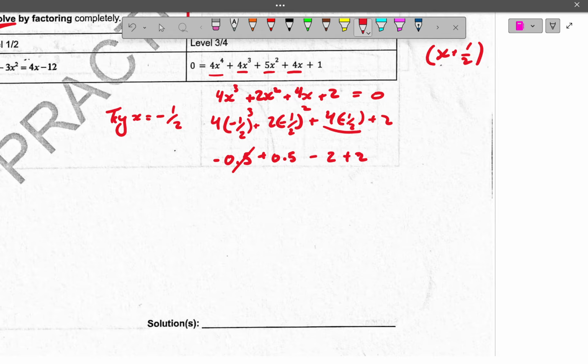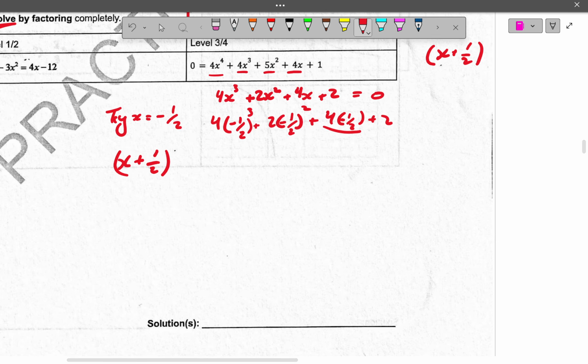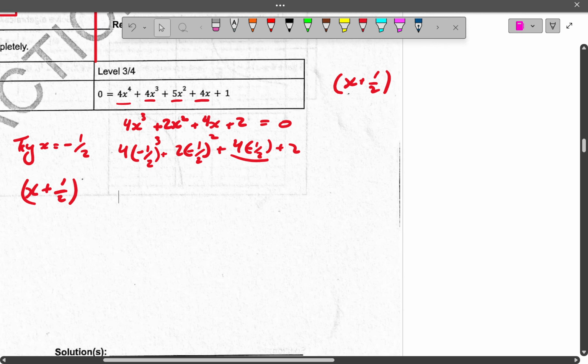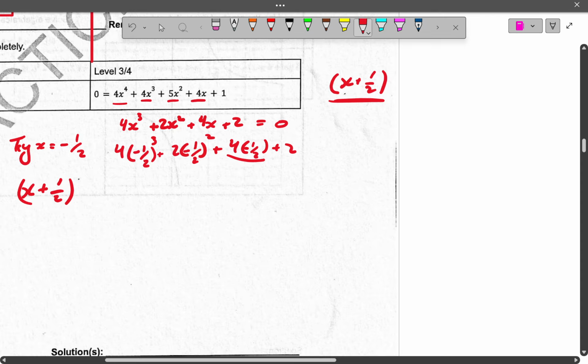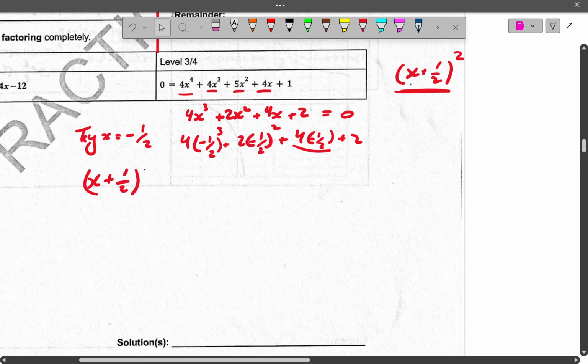So that means that x plus a half was another factor of this. So right now we got 2 of the same in a row. So in the end we're going to write that the factor was x plus a half squared. And now we have to do the polynomial division for this one.